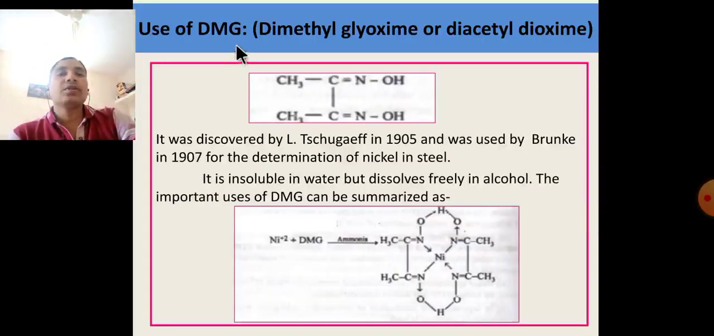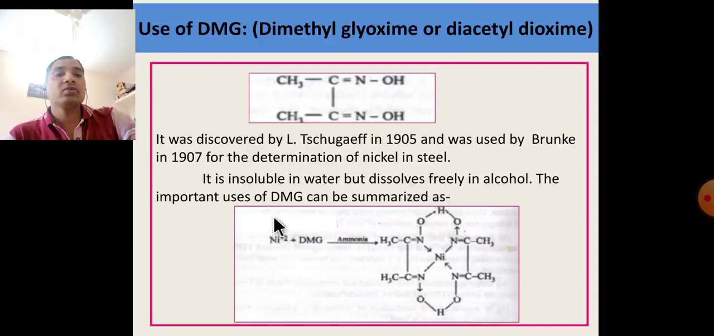Second, uses of DMG, dimethylglyoxime or diacetyl dioxime. It contains two donor atoms, so it is a bidentate ligand. It was discovered by L. Tschugaeff in 1905 and was used by Brunck in 1907 for the determination of nickel in steel. It is insoluble in water but dissolves freely in alcohol.